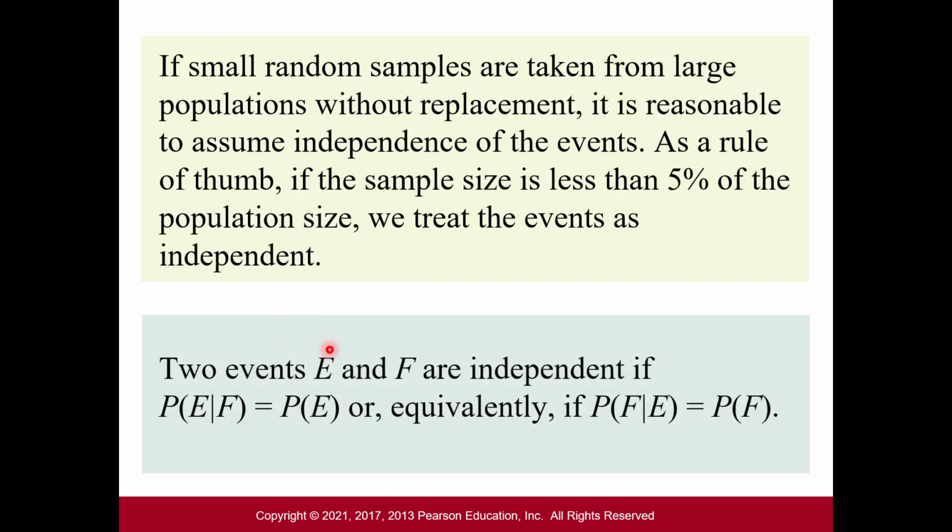And so 2 events, E and F, that are independent, they're independent if the probability of event E given event F occurred is just equal to the probability that event E occurred, or exactly the opposite. The probability that event F occurs given event E occurred is the same as just probability that event F occurred on its own. So if 2 events are independent, you basically don't have to think about the conditional probabilities. You can just say the individual probabilities is what you're looking for.